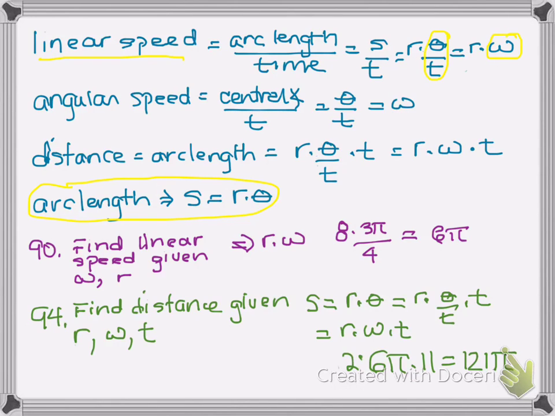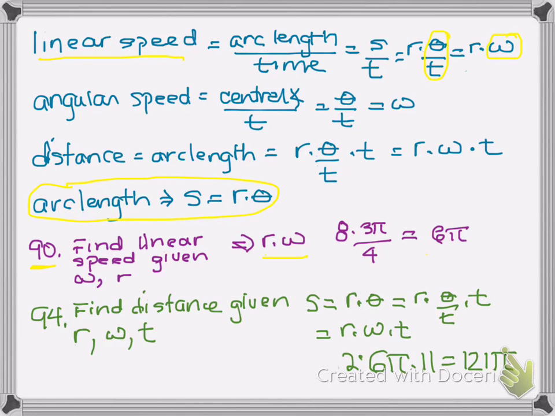So on number 90, they want a linear speed, and they give you r and they give you that w, the angular speed, so you just multiply the two together. So on number 90, the radius times your angular speed is your linear speed. I don't know, you guys probably have to put them in decimals, but I get 6 pi, and then you can work out your units.